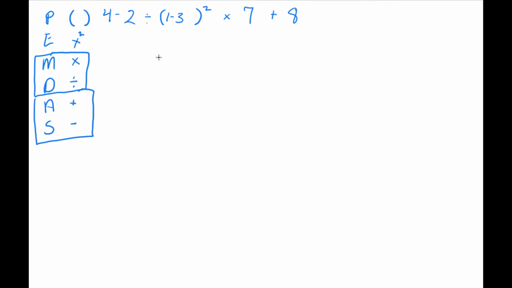So if our problem is, like I've illustrated up here, 4 minus 2 divided by 1 minus 3 to the second power times 7 plus 8. Looks pretty complicated. Well, let me rewrite it down here.